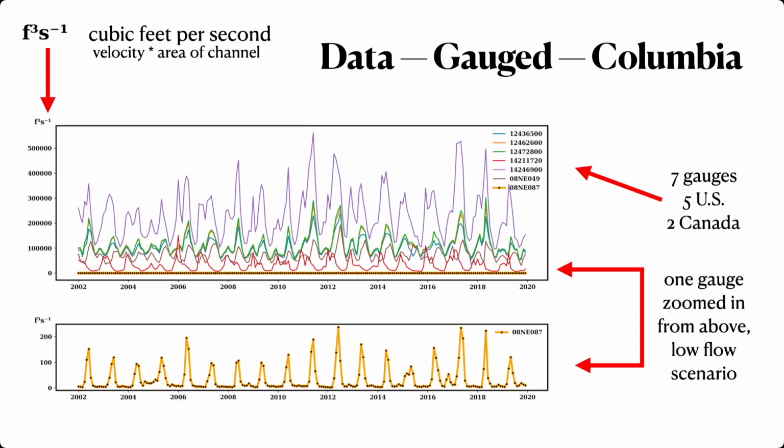Generally speaking, looking at this one right here, it does seem that there's a seasonal low where this particular basin at the bottom, 08NE087, might have no flow. It might freeze over in the winter months, but then pick up again in the spring and as it melts into the summer and fall.